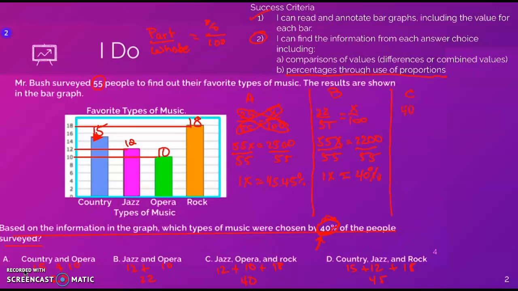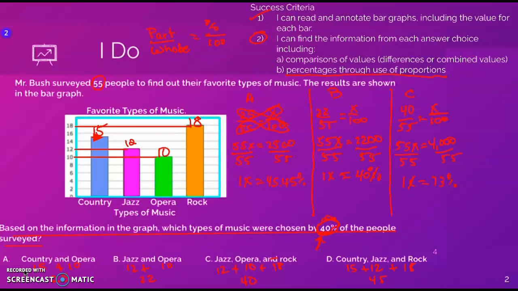Next, I have C, which is 40. Again, I'm getting 40 because that's the part of the entire amount of people that were surveyed that selected those three types of music. It's equal to x over 100. 55x is equal to 40 times 100, or 4,000. Divide both sides by 55, because remember, inverse of multiplication is division. That is 4,000 divided by 55. That gives me about 73%.